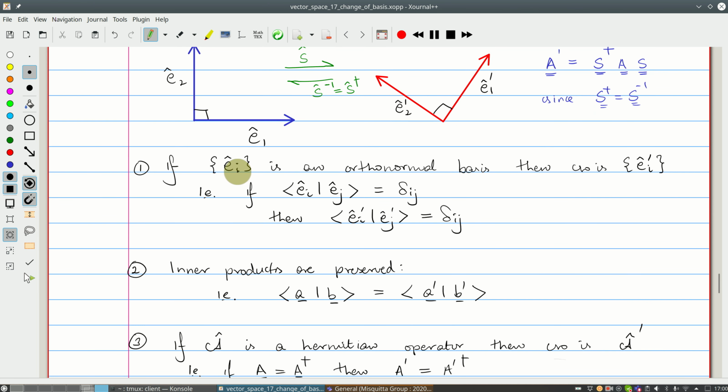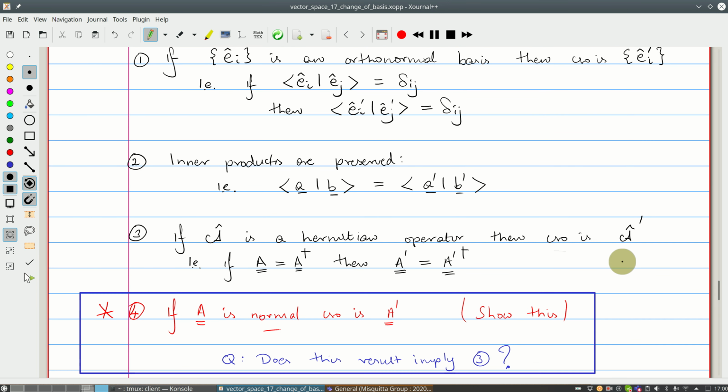If e_i hat is an orthonormal basis, then so is e_i hat prime. That is, in mathematics, if the inner product of e_i hat with e_j hat is equal to delta_ij, then so is the inner product of e_i hat prime with e_j hat prime. Another thing is that inner products are preserved. So the inner product of vectors A and B will remain the same. It's the same as the inner product of the vectors A prime and B prime.